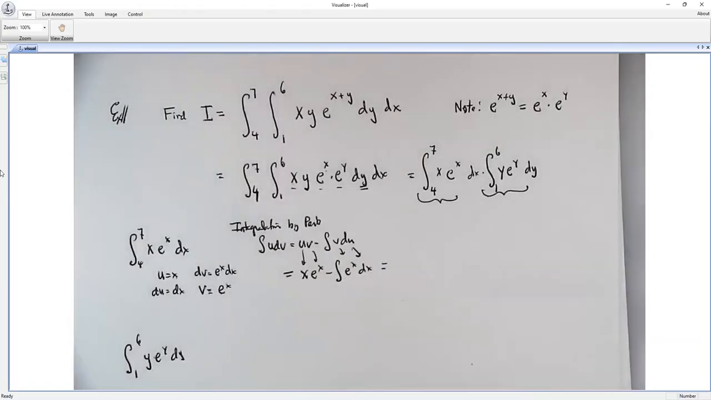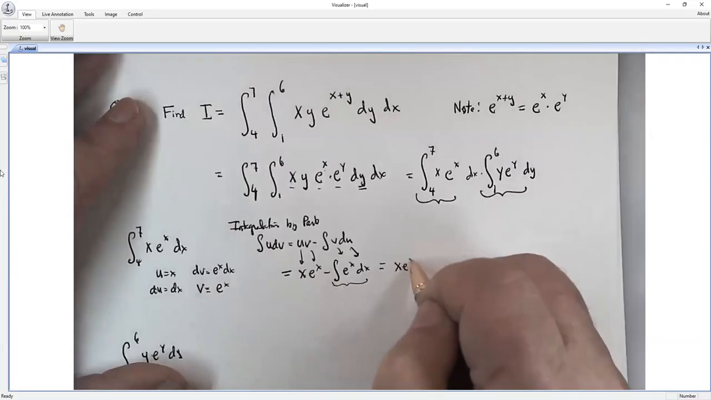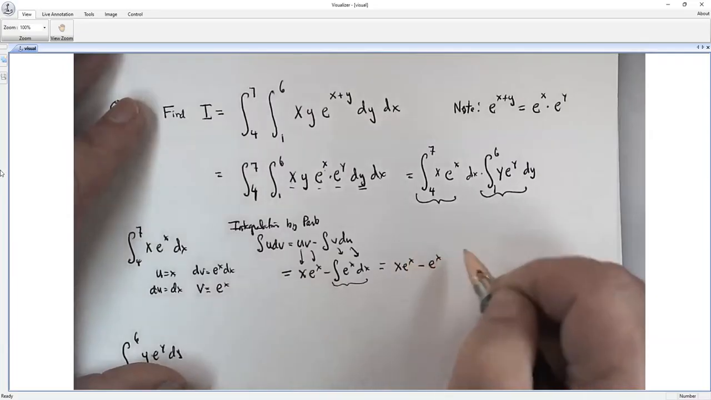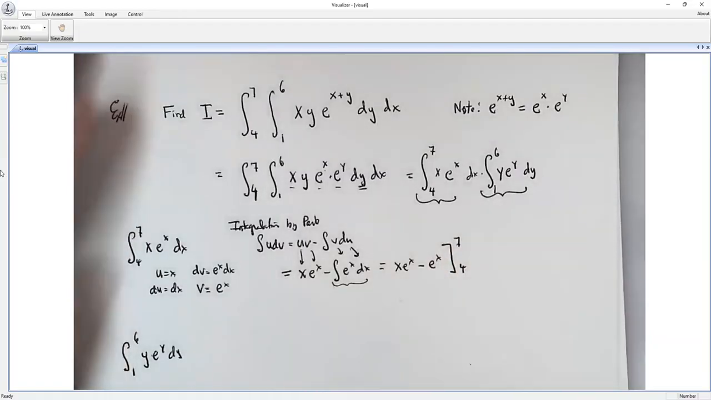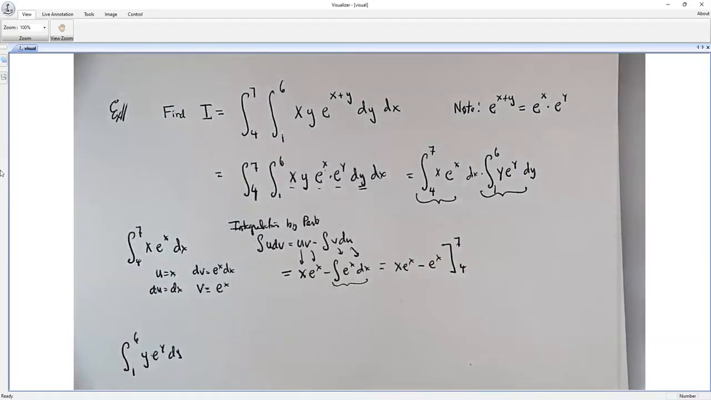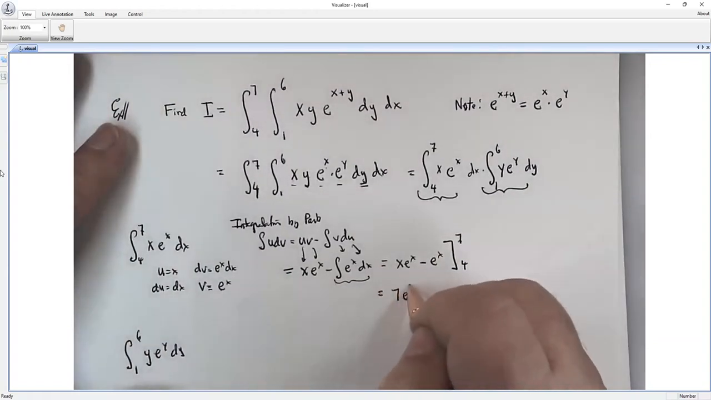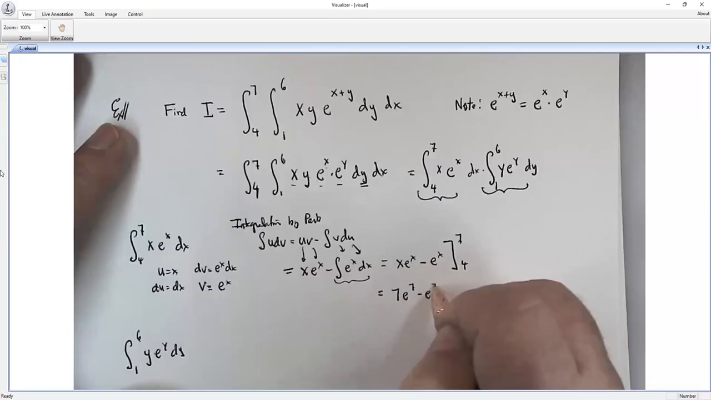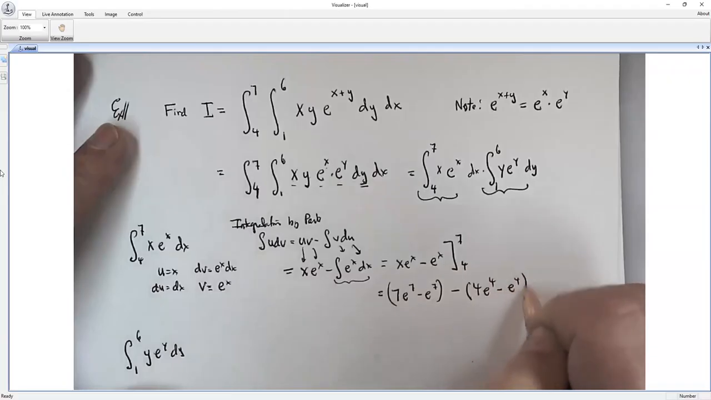Now, what's the integral of e to the x? You can integrate that. So this is x e to the x, minus the integral of e to the x, which is e to the x, but instead of plus c's, we have bounds from 4 to 7. According to the fundamental theorem of calculus, you plug in top minus plug in bottom. This will be 7 e to the 7th minus e to the 7th, plug in top, minus 4 e to the 4th minus e to the 4th.